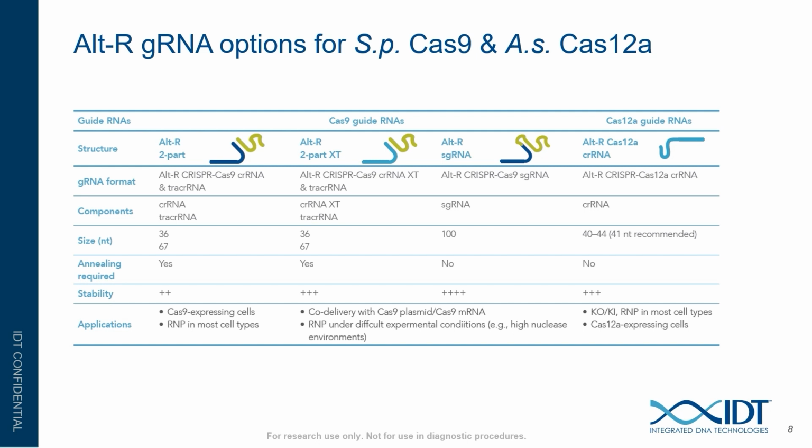Both of these two types are particularly suitable for applications of A, co-delivery with the Cas9 plasmid or the Cas9 mRNA, and B, the RNP under difficult experimental conditions. The guide RNA of Cas12a is about 40 to 44 nucleotides in total length. At IDT, our guide RNA is optimized and includes the conserved regions that suit different types of Cas12a purified from different strains. In a nutshell, IDT offers different versions of the guide RNAs, allowing researchers to better meet the needs of their applications and control the costs.